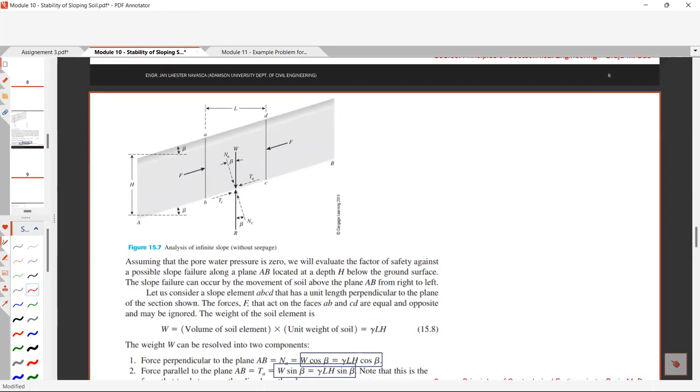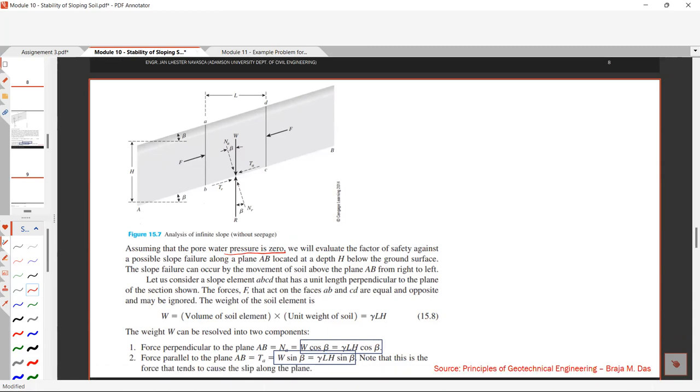So assuming that the pore water pressure is zero because we are not considering seepage, therefore the pore water pressure is zero. We will evaluate the factor of safety against a possible slope failure along this failure plane AB. So this will be our failure plane AB. Impending failure is when the whole plane will slide, topple over, or flow.